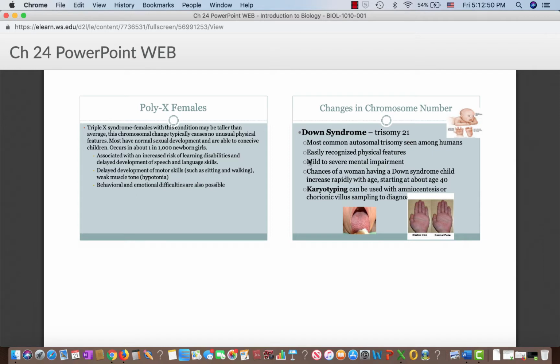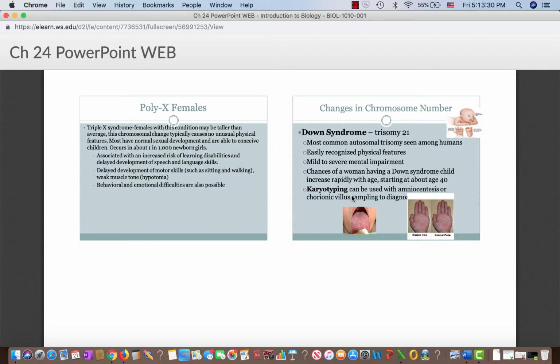Trisomy 21, the most common autosomal trisomy in humans, has very distinct facial features and mild to severe mental impairment. The chances of a woman having a child with Down syndrome rapidly increase with age, starting at about 40. And if memory serves, up until about 30-ish years of age, it's only about a 0.5% chance, and then you hit 40 and it doubles to a full percent. But then every year after 40, the probability of having a child with Down syndrome rapidly increases.